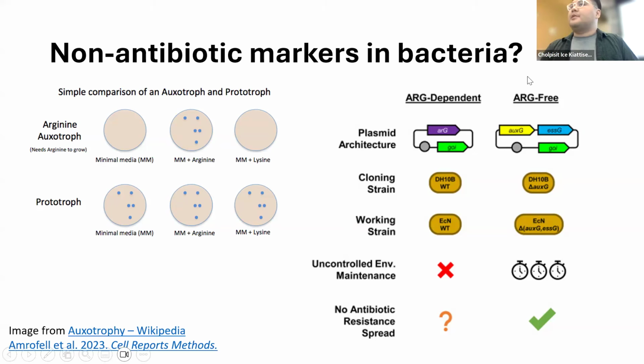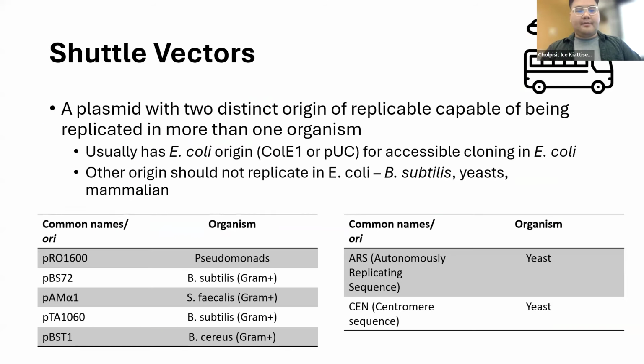And it would be helpful in terms of not expressing some additional extra genes that you don't really want to express as well. All right. Now, diving deeper into the shuttle vector a little bit.